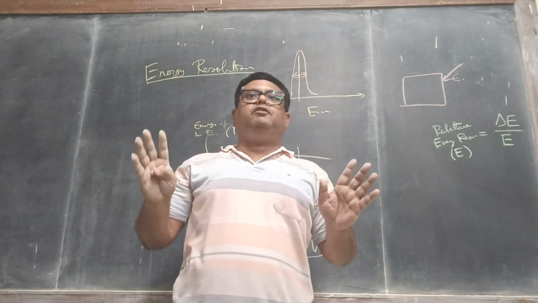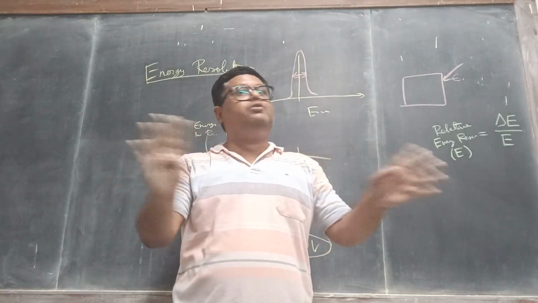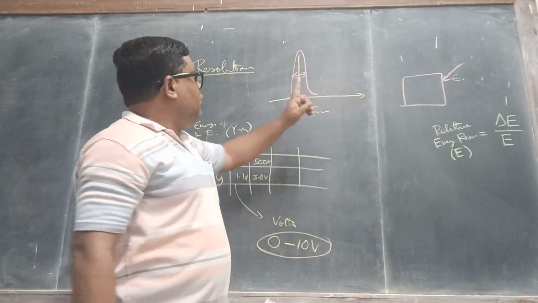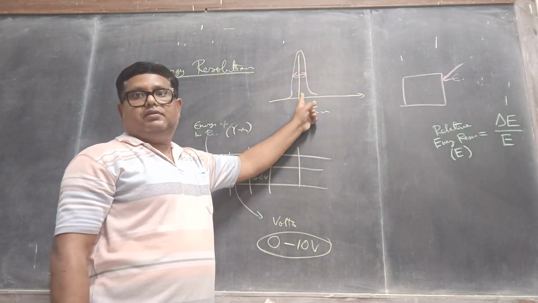This is fluctuation, inherent fluctuation. This is a property of the detector, just like Heisenberg's uncertainty principle. You cannot do anything about it. It is there. You have to remember. Because of this inherent fluctuation, we have got a width.